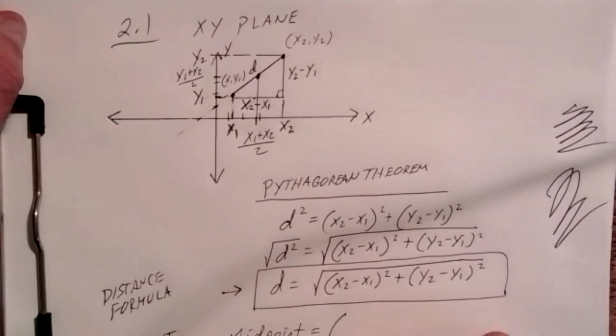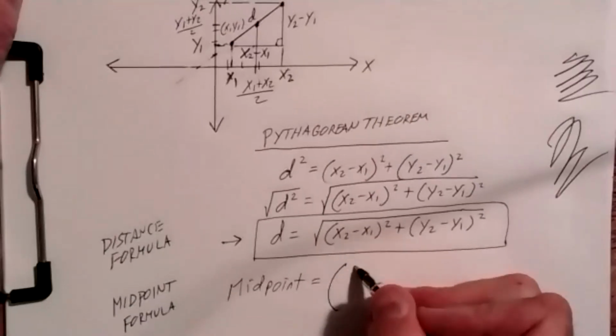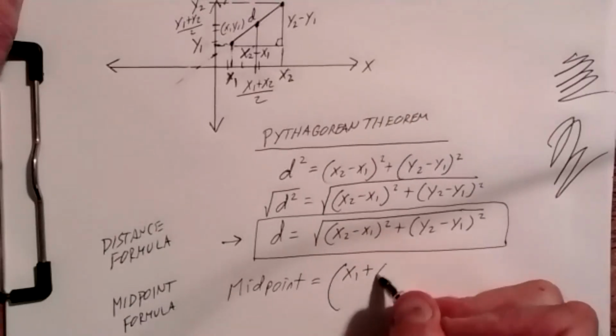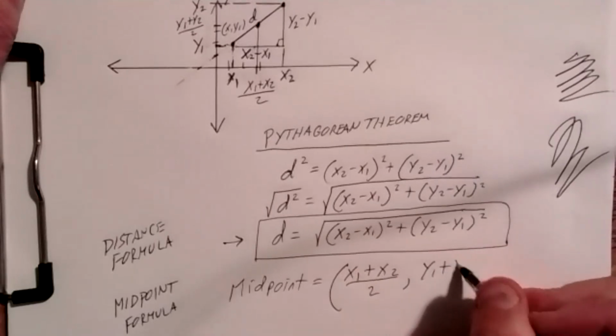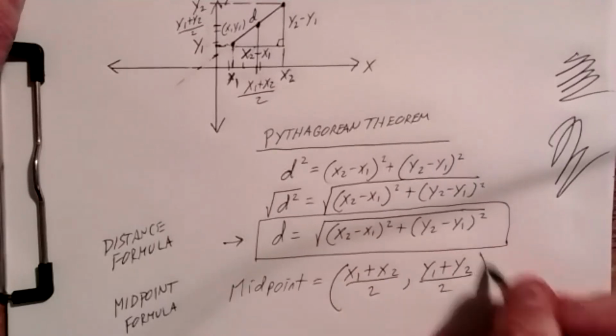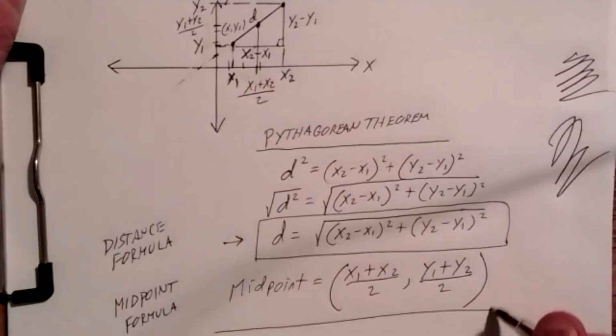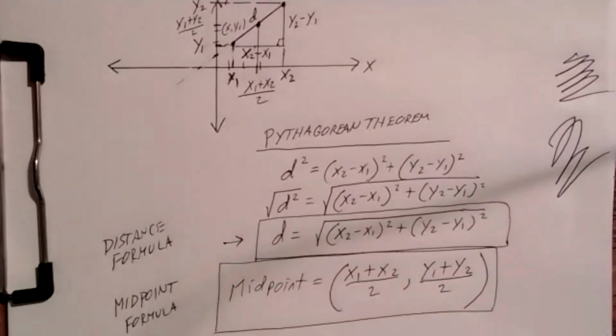is going to have an x coordinate that is the average of the x coordinates of the 2 endpoints. And the y coordinate is going to be the average of the 2 y coordinates of the endpoints. This is called your midpoint formula. It enables you to find the midpoint halfway in between any 2 points in the XY plane. So the distance formula and the midpoint formula.